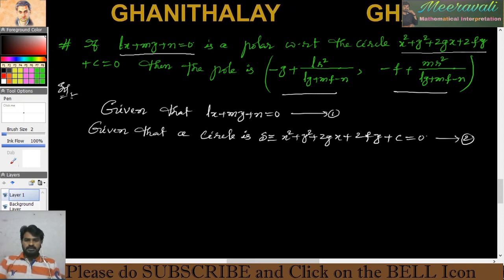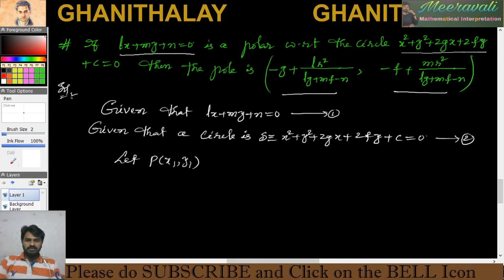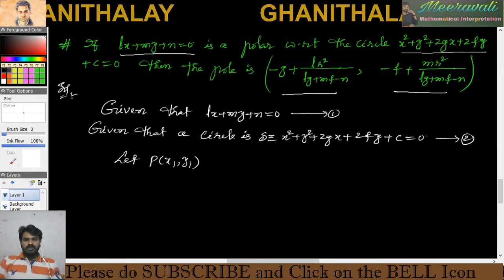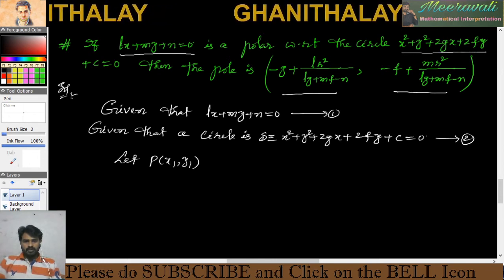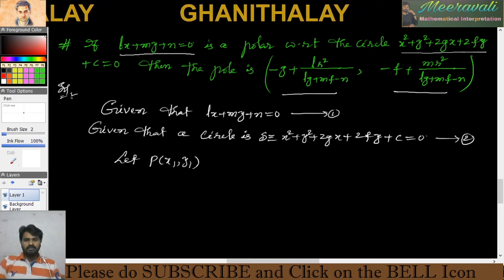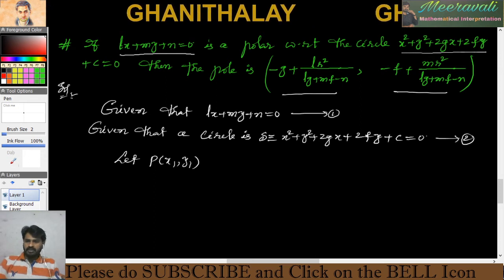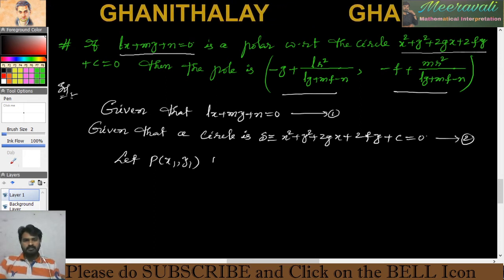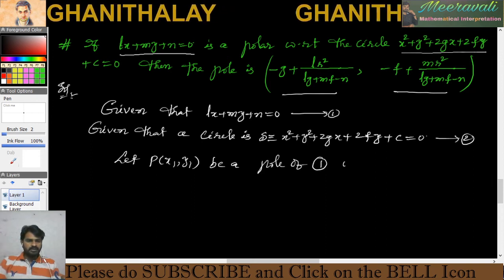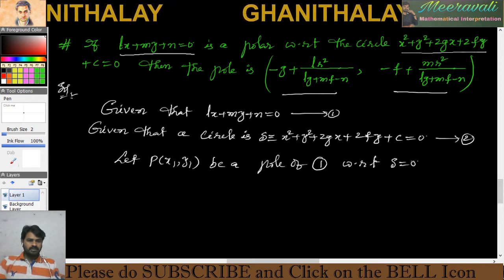Okay. Now what we have to find here? Pole. So let P(x1, y1). Pole means a point, polar means a line. Okay. For a polar there will be a unique pole. In the same way, for a pole there will be a unique polar. That is the polar and pole concept. So to find the pole, I have taken, let P(x1, y1) be a pole of 1 with respect to the circle S is equal to 0.